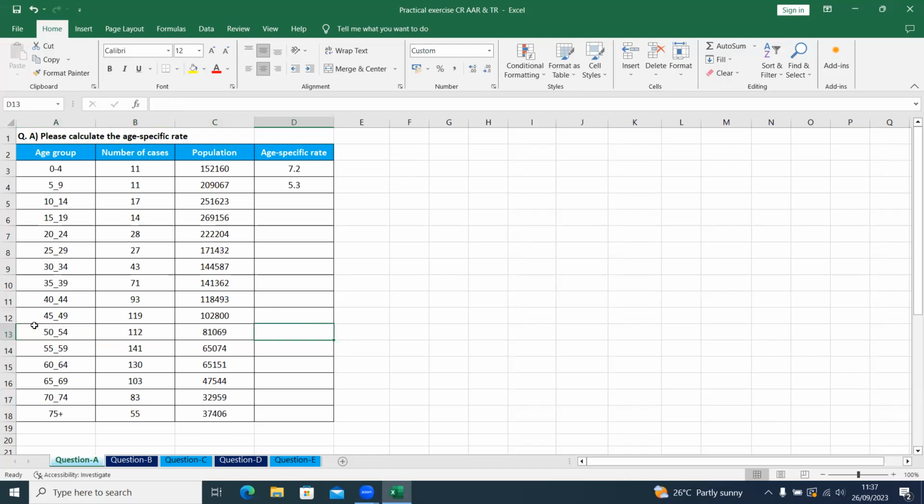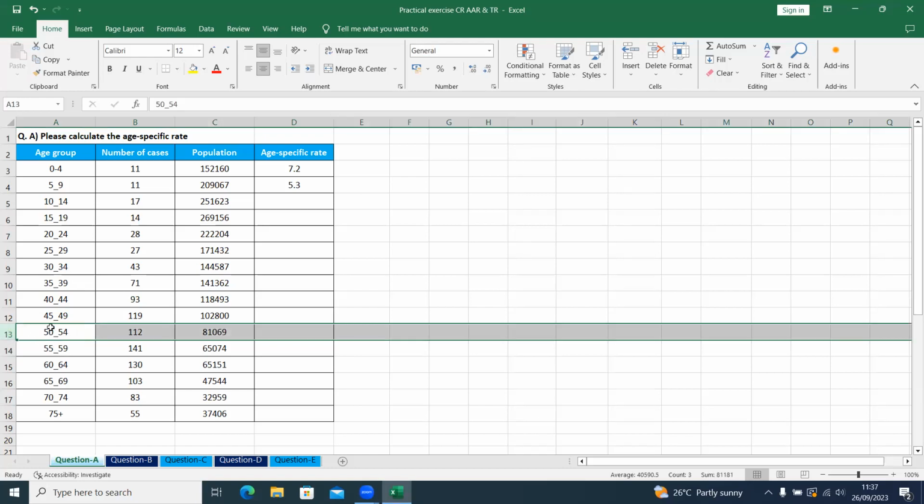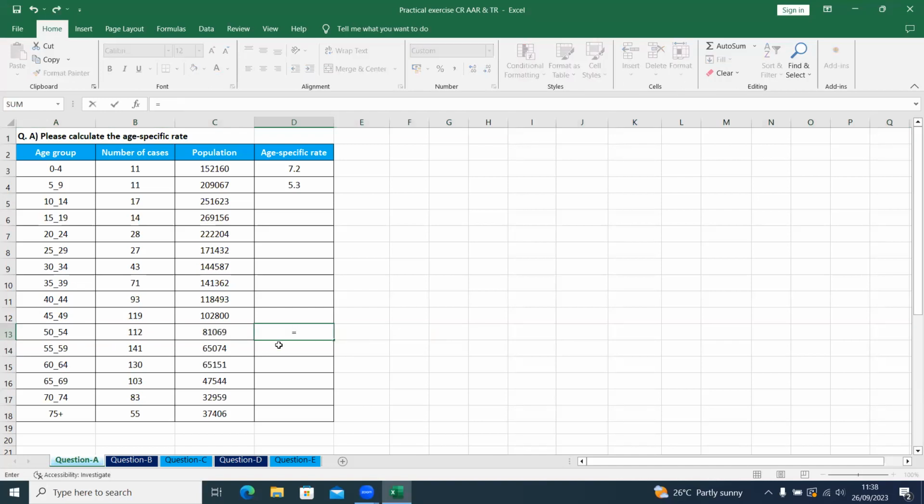Now here, to calculate the age specific rate for the age group 50 to 54, we will take the number of cases, that is 112, divided by population 81069 into 100,000. Just do it. I hope all are getting a similar answer. We got the answer in the chat box also.